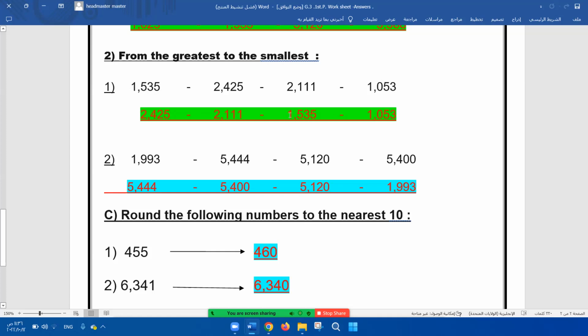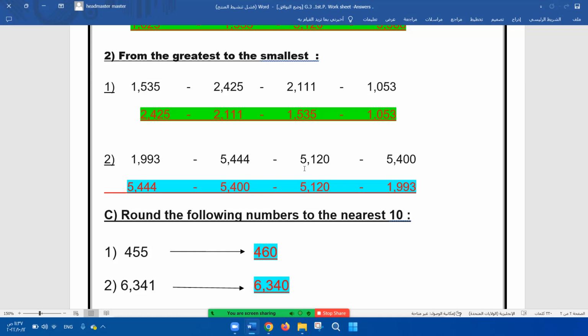Okay, so we write the next digit, 1,535. The last one will be 1,053. Okay, I hope you understand this question. Question 2, we have 1,993, then 5,444, then 5,120, then 5,400. What is the biggest number?